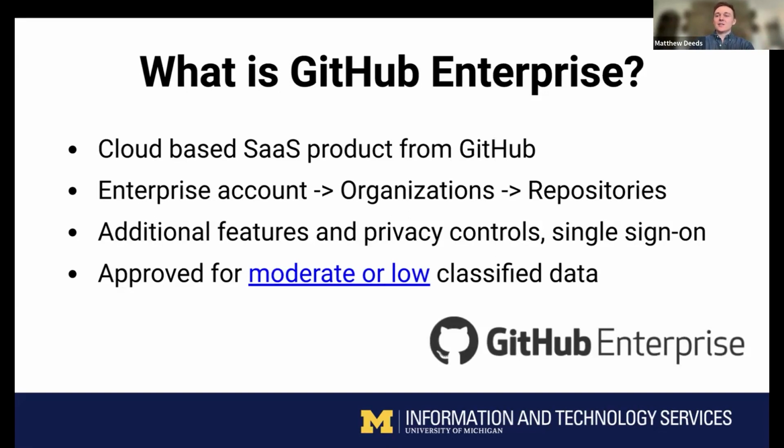And then it's important to note that the UM GitHub service is approved for moderate to low classified data. So I've linked the exact definition in the slide, but sensitive data like personally identifiable information and FERPA data is permitted, while data like ITAR, FSMA, HIPAA is not permitted in the GitHub service.